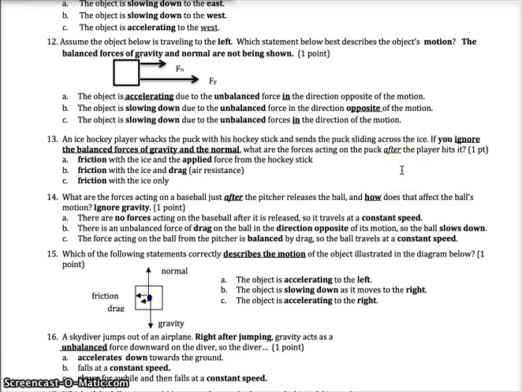Is it A, friction with the ice and the applied force from the hockey stick? B, friction with the ice and drag, air resistance? Or C, friction with the ice only?